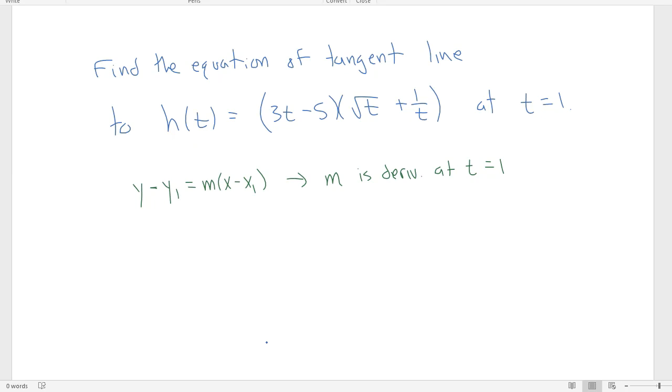So we need to find the derivative. We need h prime at t. So h prime at t is going to involve a product rule. Here's my first function, here's my second function. I'm going to do the derivative of the first, let me just write that symbolically, times the second, plus the first times the derivative of the second.